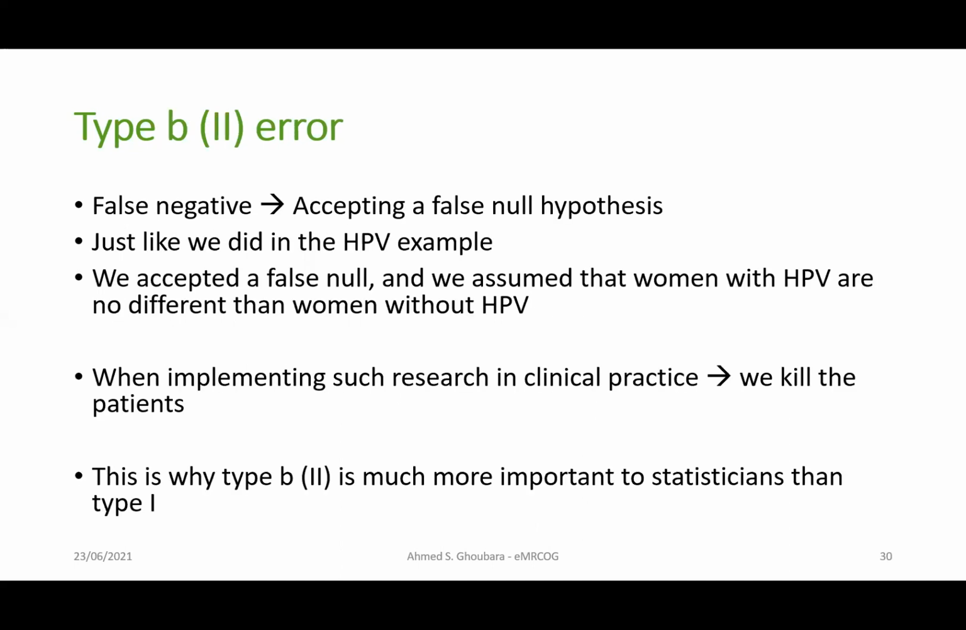Type 2 means a false negative. A false negative result. You accepted a false null hypothesis. The null hypothesis will tell you that they're both negative results, nothing there, that both groups are the same. And that was false, but we accepted the false thing. That's a type 2 error. Just like we did in the HPV example, as you remember, we accepted the false null and we assumed that women with HPV are no different than women without HPV. You know what you did? You just hurt the patient. Because if you implement this research into your clinical practice, every time you have a woman with HPV infection, you tell her, that's okay.